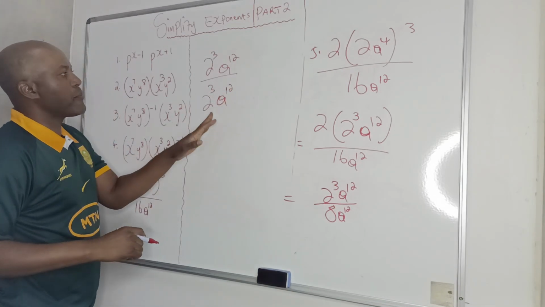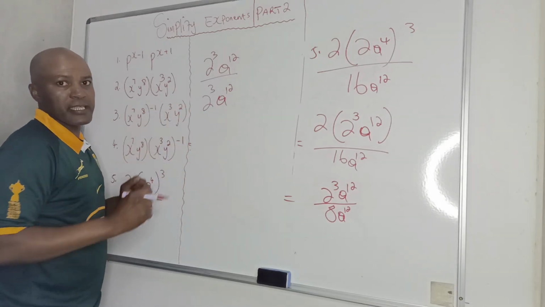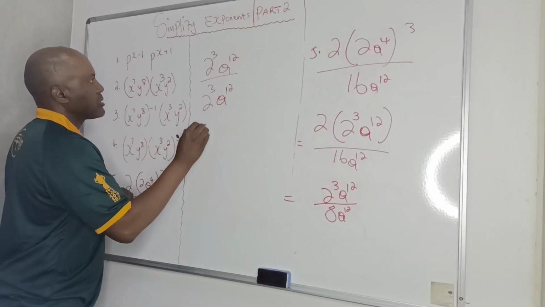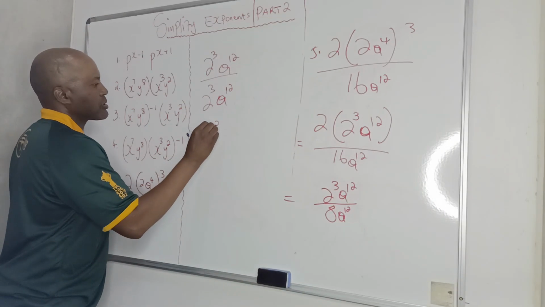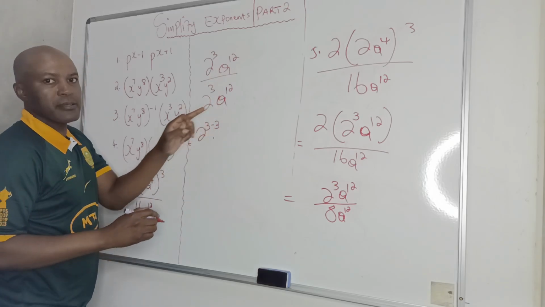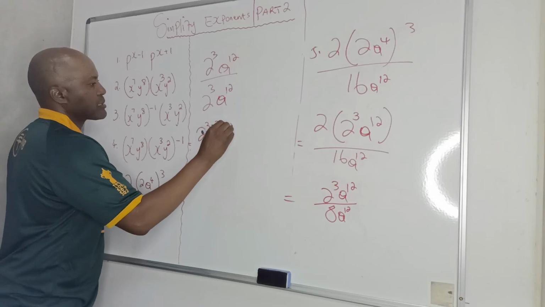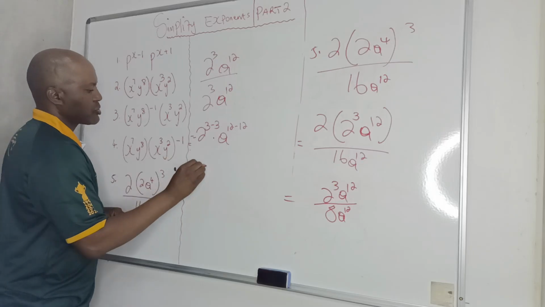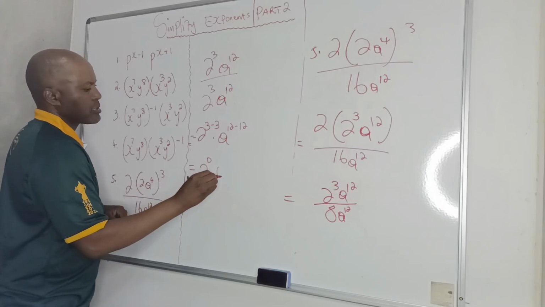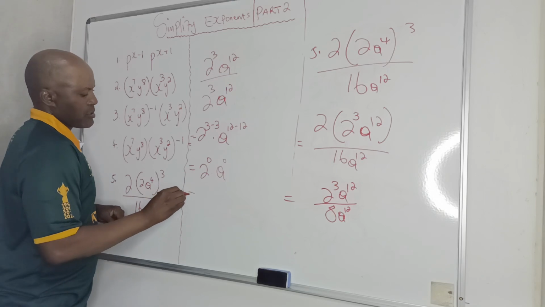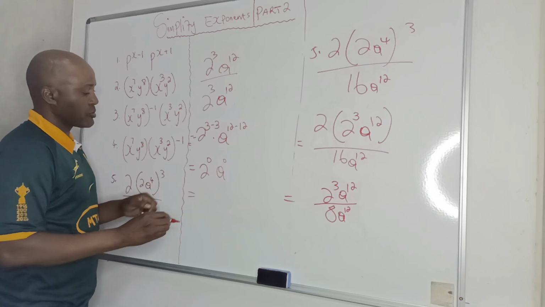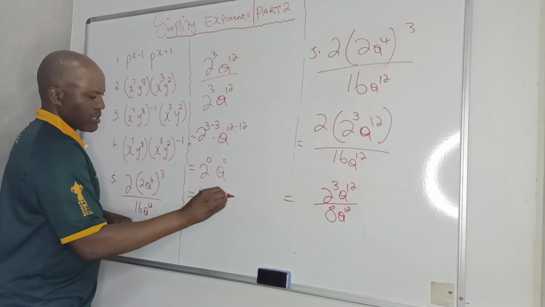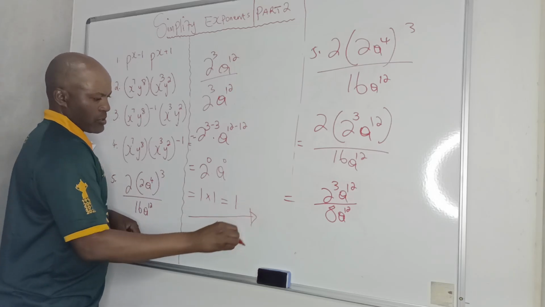Now, law number 2, because we are dividing. Can you see the bases are the same here? You take one base and subtract the exponents. Then here you get 2 raised to 0 and a raised to 0. We know that any number raised to 0 is 1. And our answer is 1. That's how we do it.